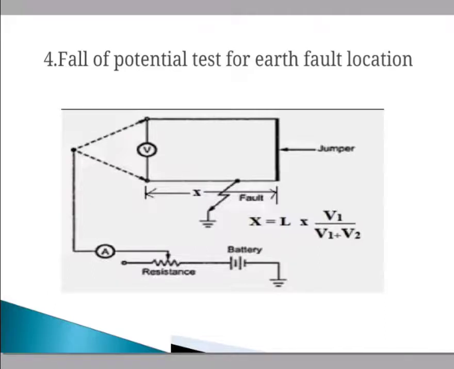Let the reading taken across the faulty cable be V1. Then across the sound cable we measure the voltage, that is V2. Then the fault point distance is given by the formula shown here, that is X is equal to L into V1 divided by V1 plus V2, where L is the total length of the looped cable. The ammeter is used for measuring the current and the variable resistance is used to adjust the current through the cable.